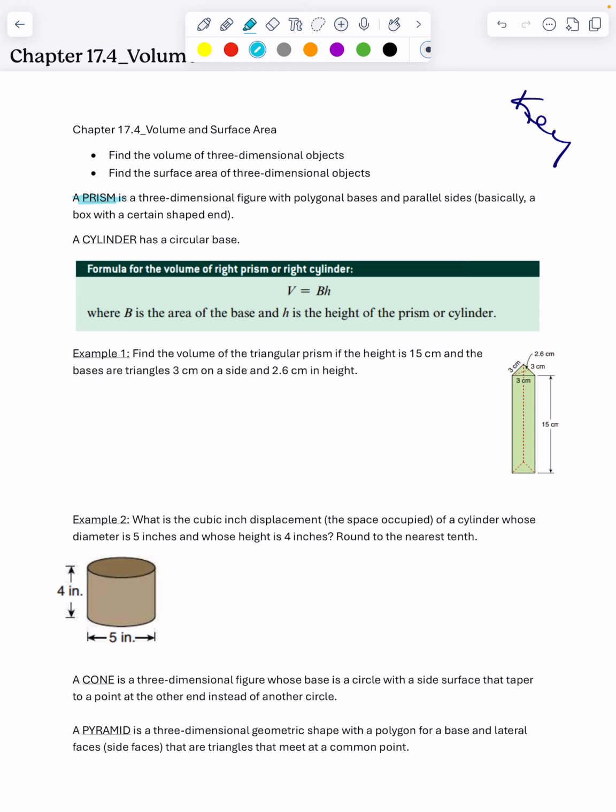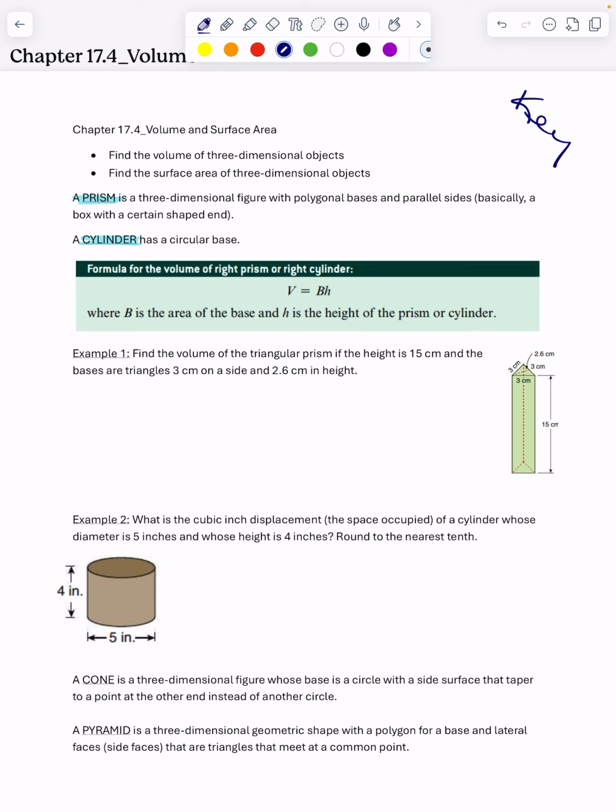is going to be a three-dimensional figure that has got a polygonal base, which means it's a shape with straight line sides. So a triangle, a square, a hexagon, an octagon. It can be some other bizarre shape as long as all the sides are straight lines. Polygon. A cylinder has a circular base. So soda can, Pringles can, that's what we mean when we say cylinder.